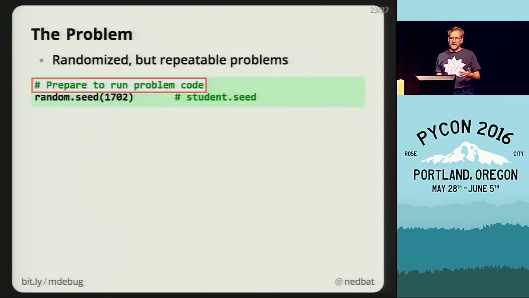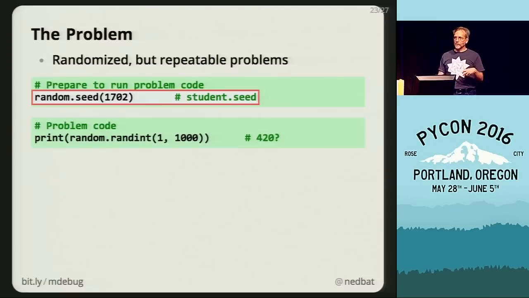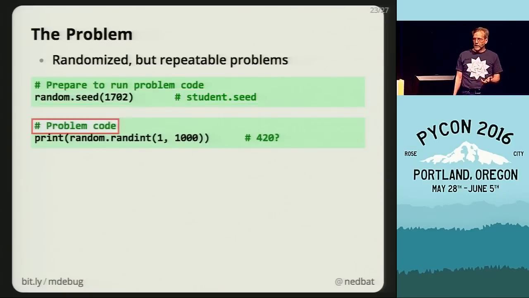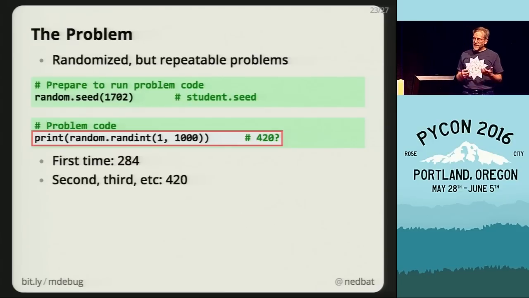And so we do that by seeding the random number generation with a seed that's particular to the student. So each student has a seed, we seed the random number generator, and then when it comes time to run the problem code that's going to present the problem, when the random number is generated, it comes out predictably. So what I've shown here is the problem code generating a random number from 1 to 1,000, and it should be 420. The problem we had was that the first time that code ran, it came out different. It came out as 284. And then the second, third, fourth, all the rest of the times, it came out as 420.